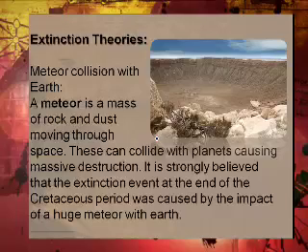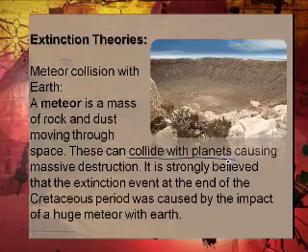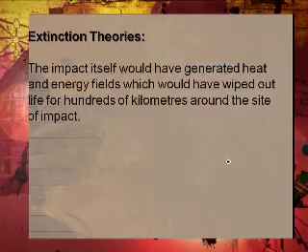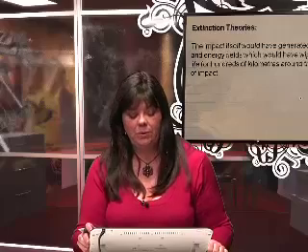One extinction theory that is put forward for the mass extinction at the end of the Cretaceous period is a meteor collision with Earth. We need to remember that a meteor is a mass of rock and dust moving rapidly through space, and of course if they collide with planets, they're going to cause massive destruction. And it's thought that at the end of the Cretaceous period, a meteor impacted with Earth.